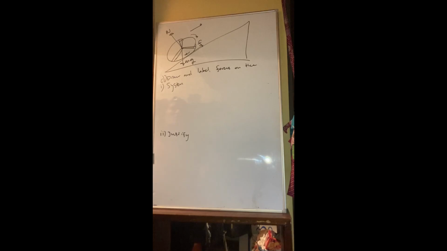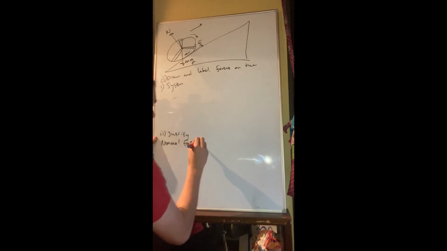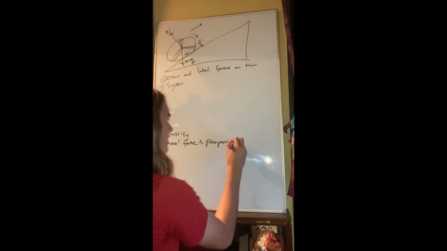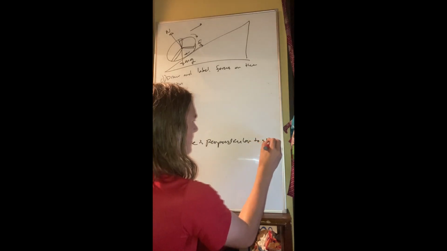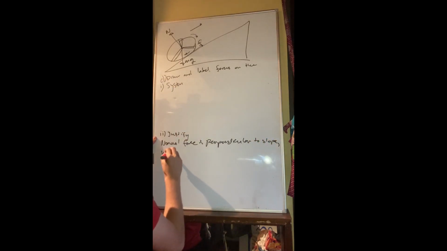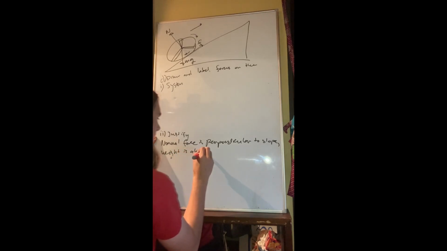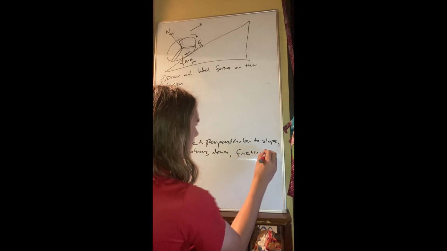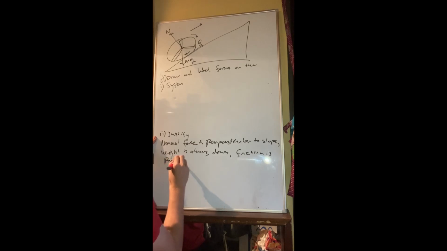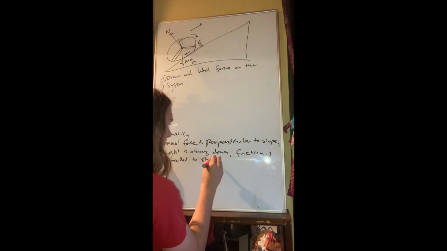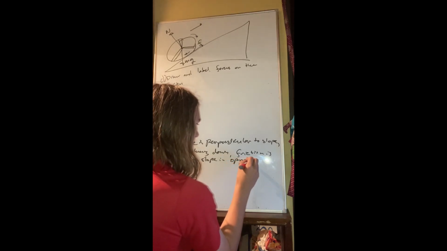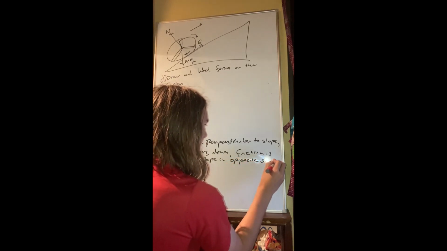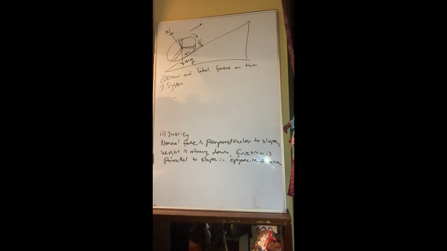Justifying exactly what I just said: the normal force is perpendicular to the slope. Then we also have that weight is always down, and friction is parallel to the slope in the opposite direction. So that is our answer.